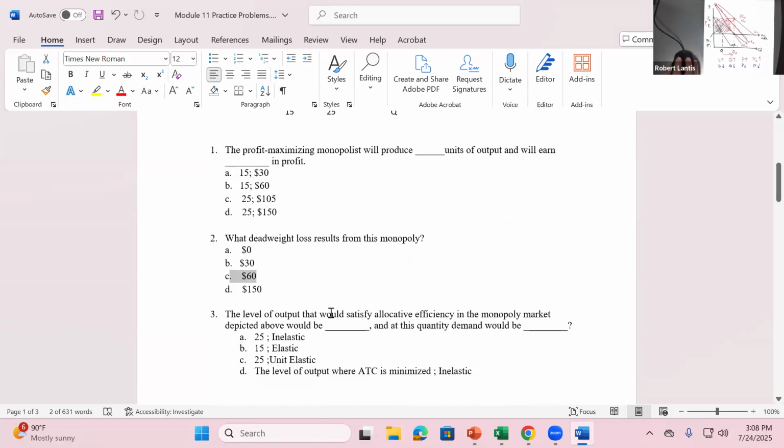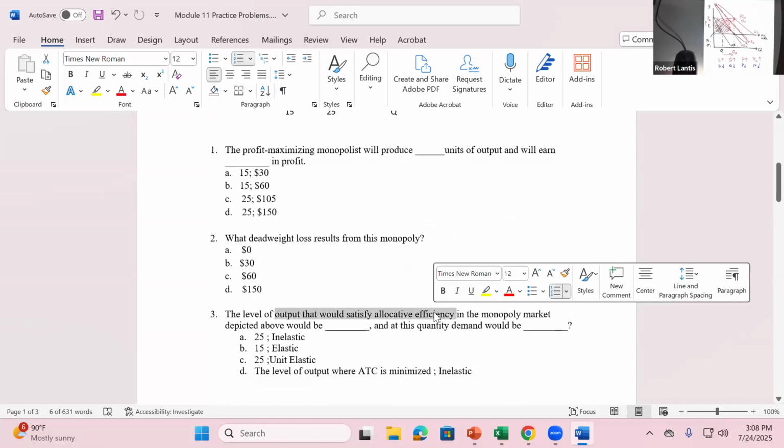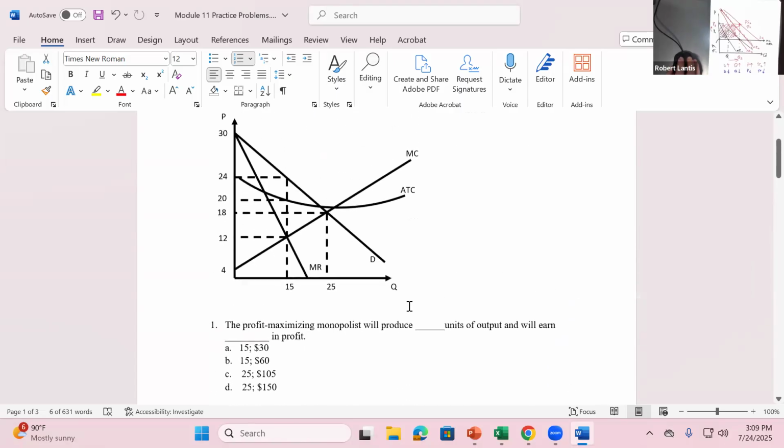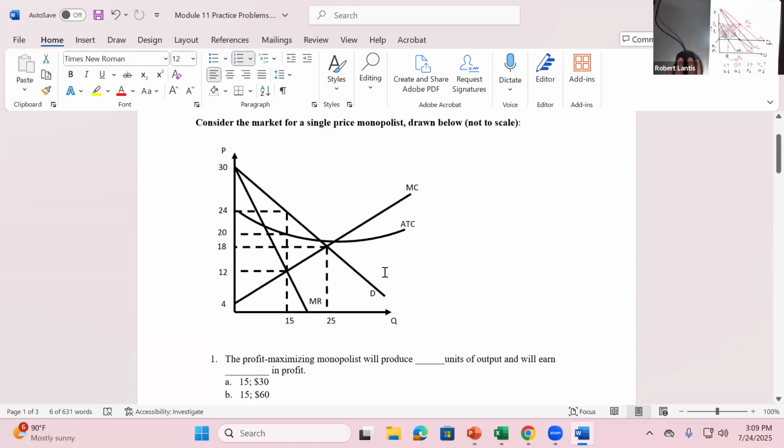So this kind of goes to our earlier point. If we were looking at the level of output that satisfies allocative efficiency, so this was going to be the point that a perfectly competitive market would get to, or a perfectly price discriminating monopolist would get to. The allocative efficient point is going to be where total surplus is maximized. So that's where this marginal cost or the supply curve hits the demand curve.